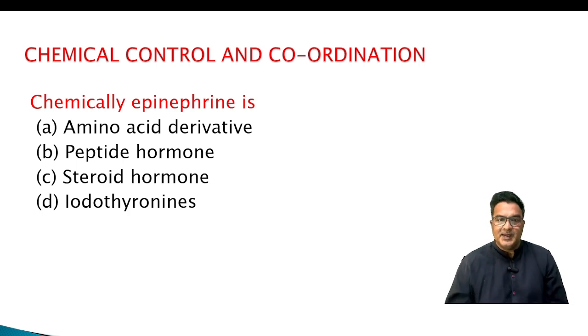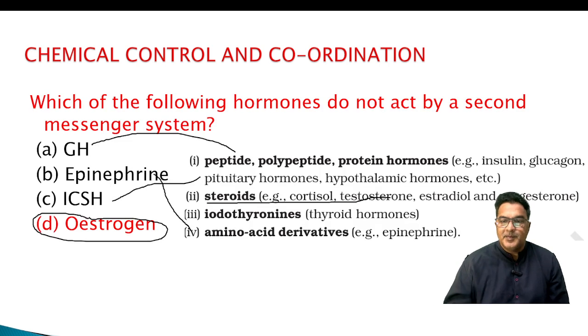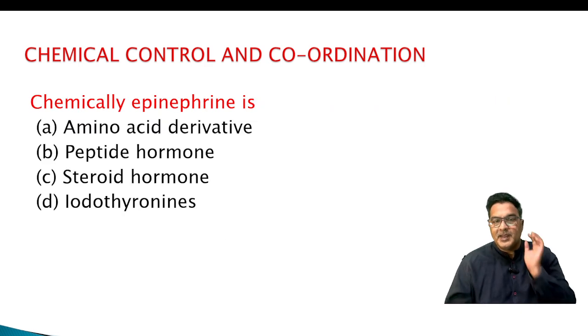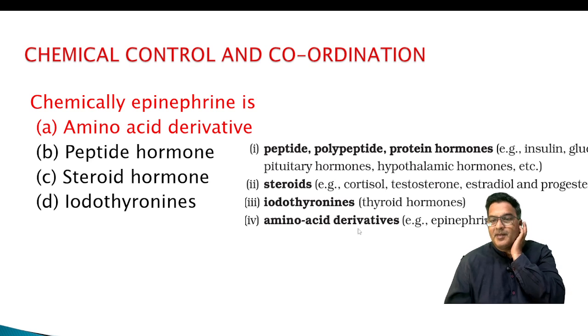Chemically, epinephrine is, as we just saw, an amino acid derivative, isn't it? Chemically, epinephrine is an amino acid derivative.